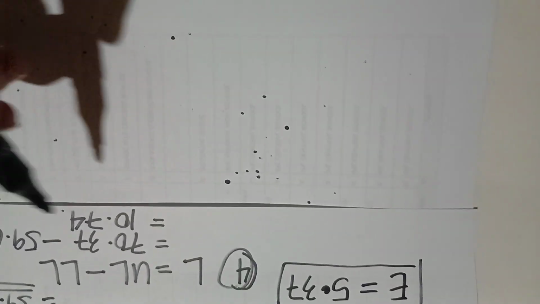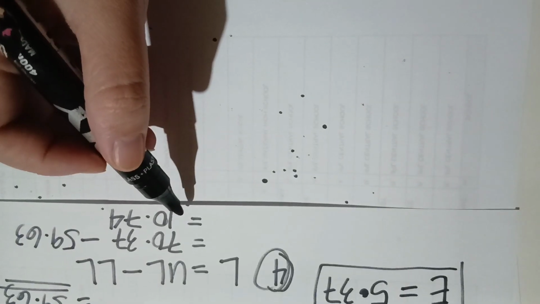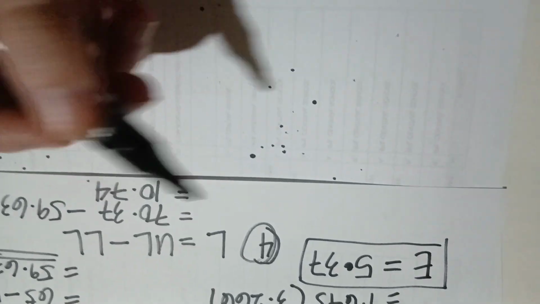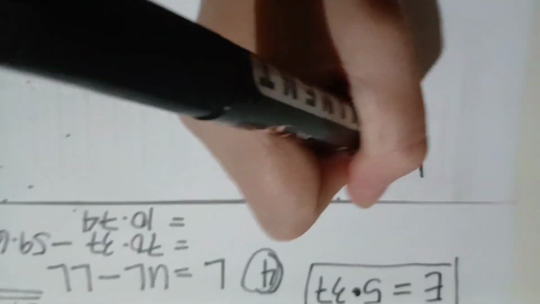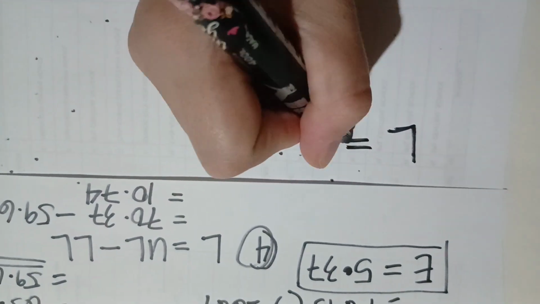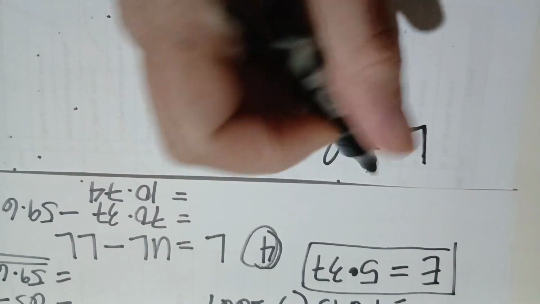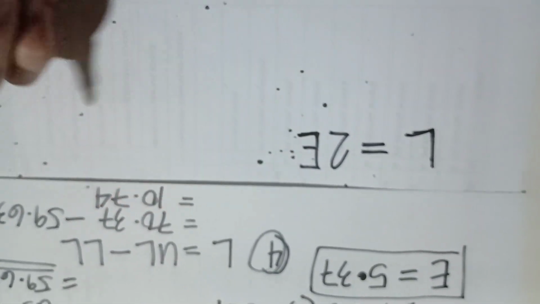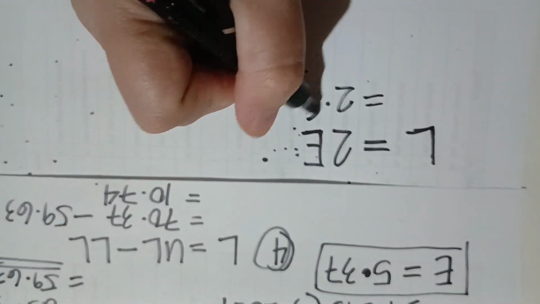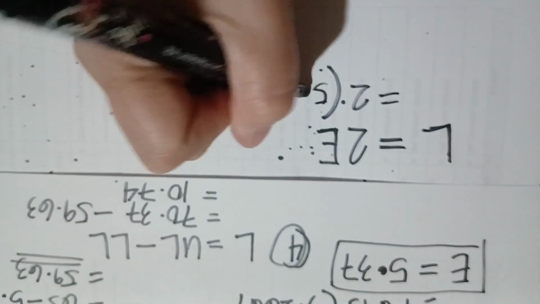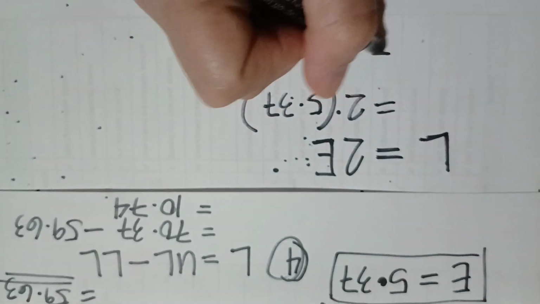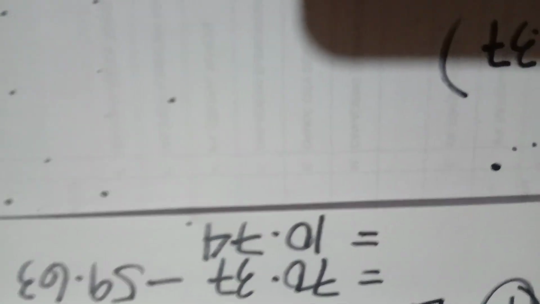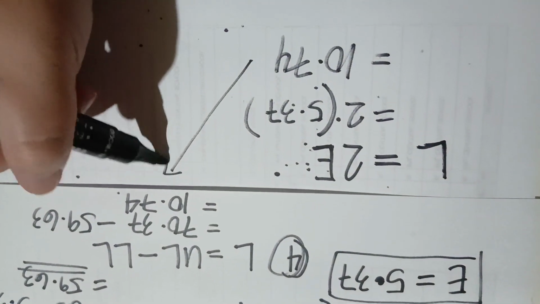The other method to get the length of the interval is using this formula. L, or the length of the confidence interval, equals twice the margin of error. So 2 times the margin of error, 5.37, so we also come up with 10.74.